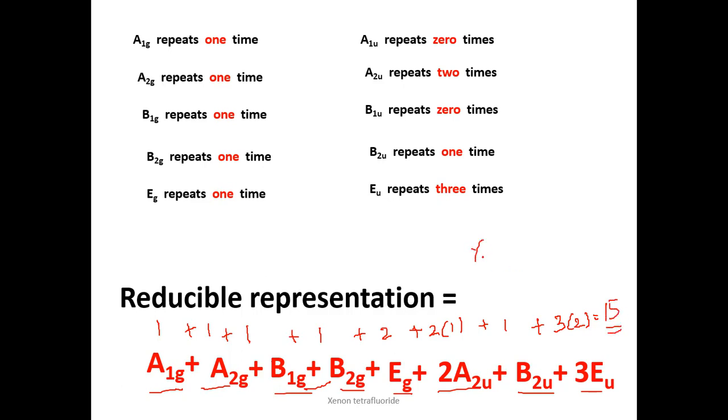For xenon tetrafluoride the number of atoms N equal to 5. So the total number of modes 3N equal to 3 into 5 equal to 15. Since we get the same number 15 here also, the reducible representation which we have found out is correct.